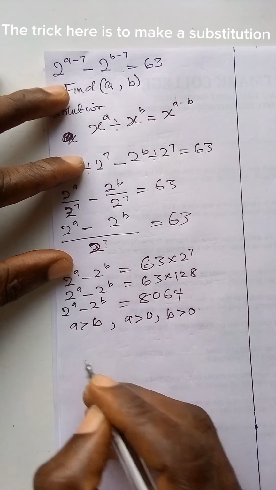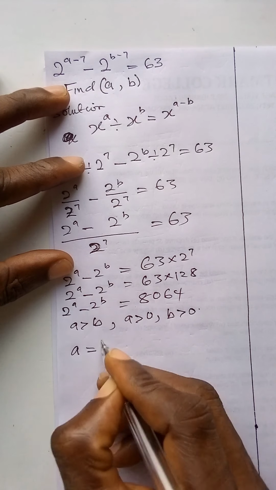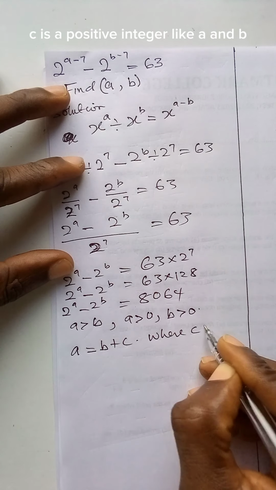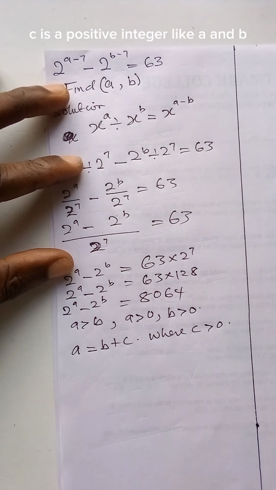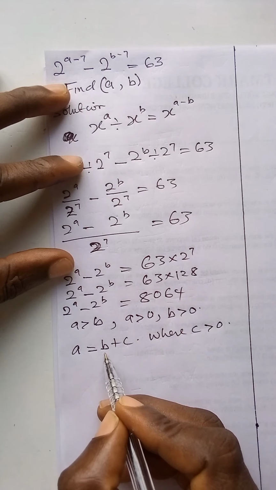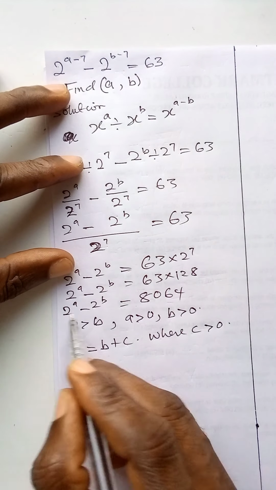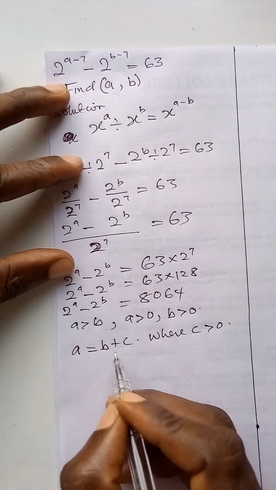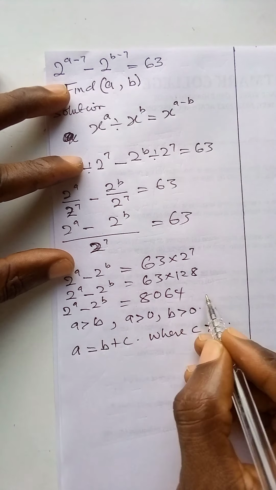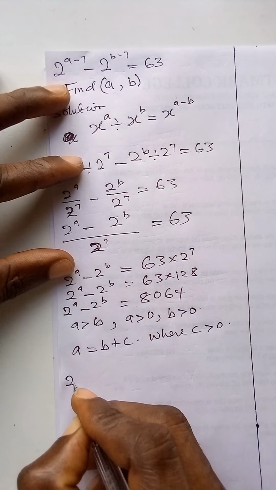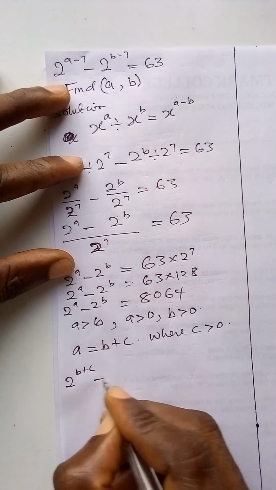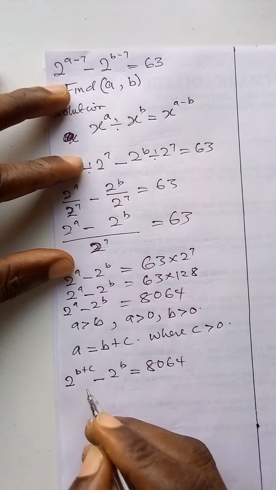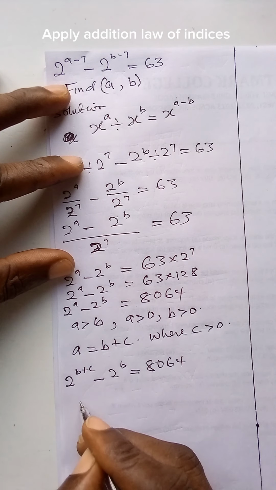So how do we proceed? Now, let us make this substitution. a is equal to b plus c, where c is also greater than 0. Since c is greater than 0, b is greater than 0, and a is also, all these are positive integers. That is the meaning. And let us put b plus c for a in this expression. So we'll have 2 to power b plus c minus 2 to power b is equal to 8064.